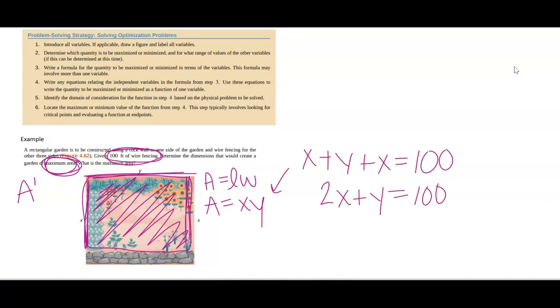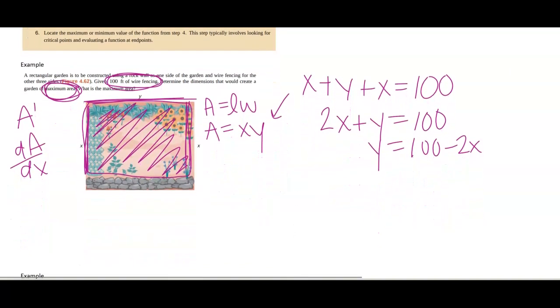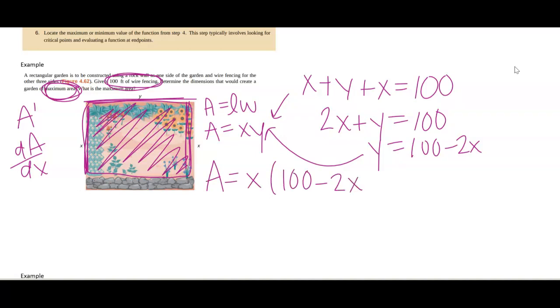2X plus Y equals 100. Now we like taking the derivative of things with respect to X. So let's go ahead and solve this for Y. And just like we would with a system of equations, we're going to plug that in to our equation here so that way I have area now just in terms of X. So area is equal to X times 100 minus 2X, and that's going to be 100X minus 2X squared.